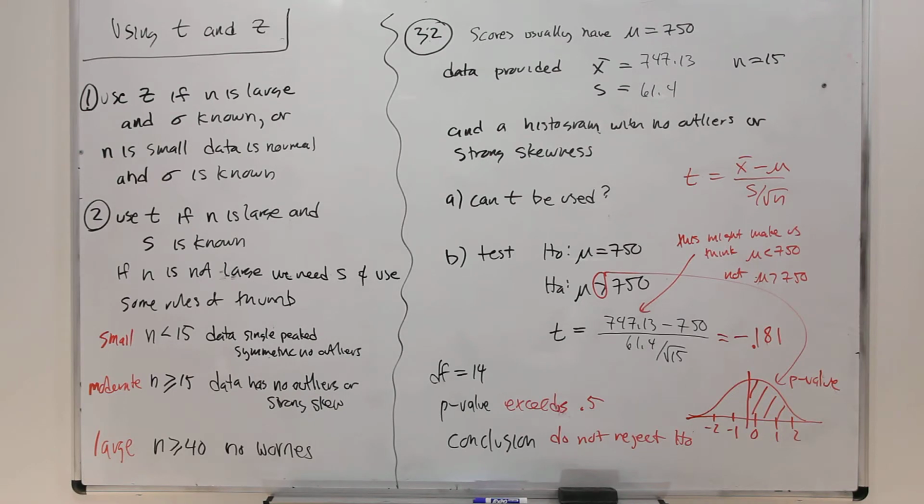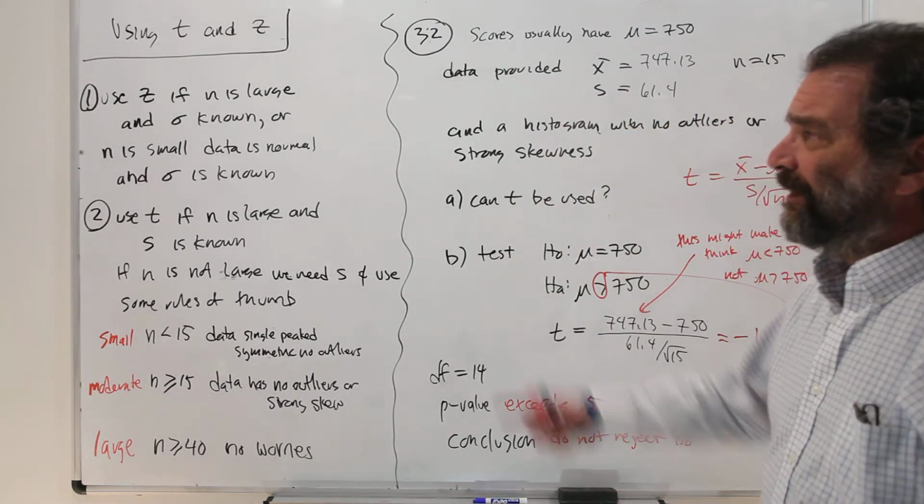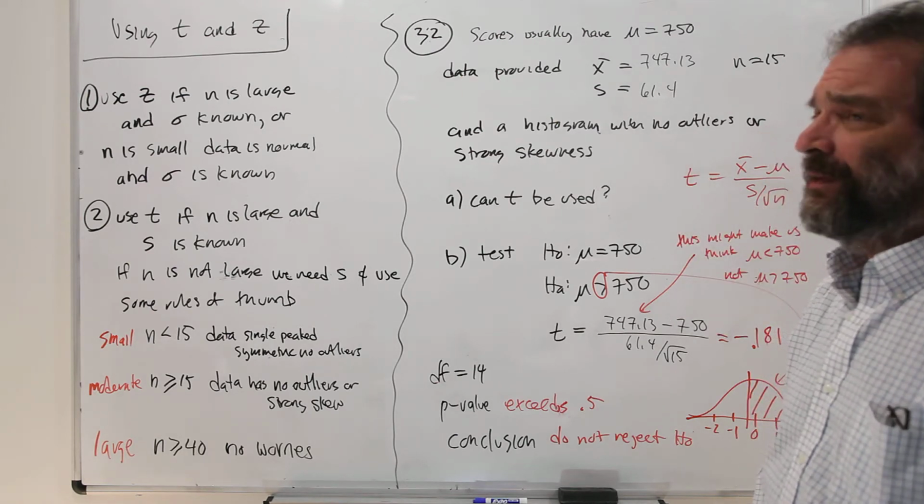So we're closing in on the end. Before we go forward, I thought I might talk about the T and Z statistics and how you know when to use what, because sometimes that's a problem. Using T and Z is the title of this bar here. It says use Z if n is large and sigma is known.